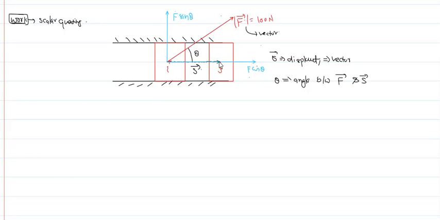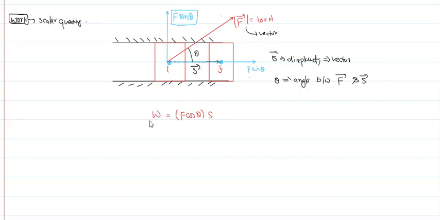Why am I saying this? Because due to this force, this block will move from this position to this position. But because of this force, there is no movement. So this force doesn't do any work. If I want to calculate the work, how can you calculate it? You can say F cos theta is the force, and in this direction the displacement is S. S is the displacement along this force.